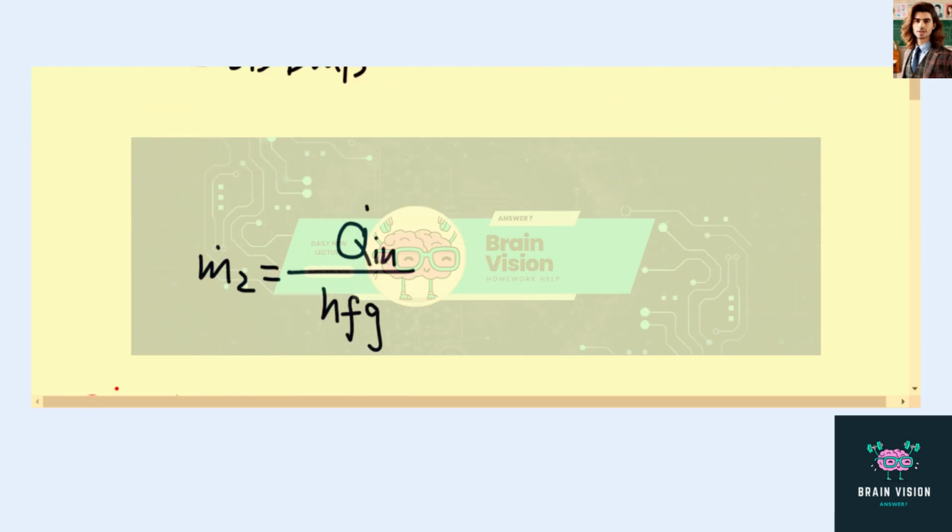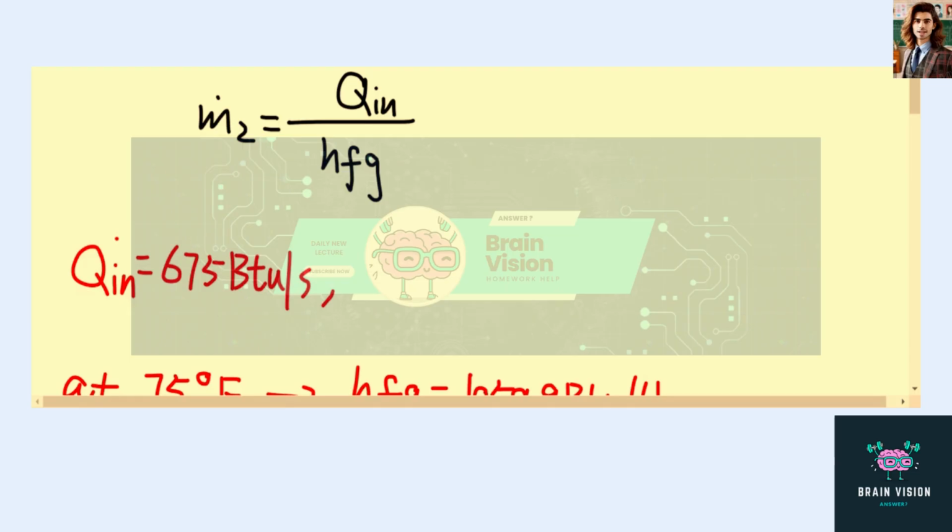So now let's determine the rate of condensation of the steam, which is M dot 2 here. M dot 2 can be equal to Q dot in over HFG. HFG is the enthalpy of the vaporization of water at 75 degree Fahrenheit. Okay, since in the question you were saying that the heat exchanger is at 75 degree Fahrenheit.